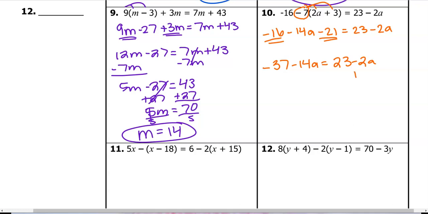Just to be consistent, I'm going to move variables to the left side. So it's negative 2a, I'm going to add it over here. Negative 37 still exists. Negative 14 plus 2 gives me what?